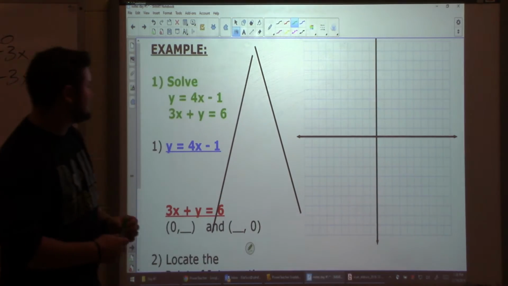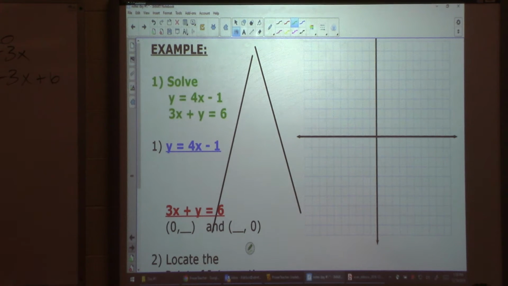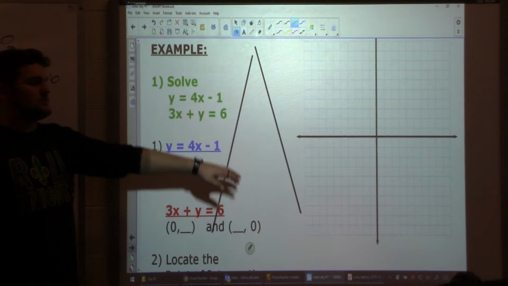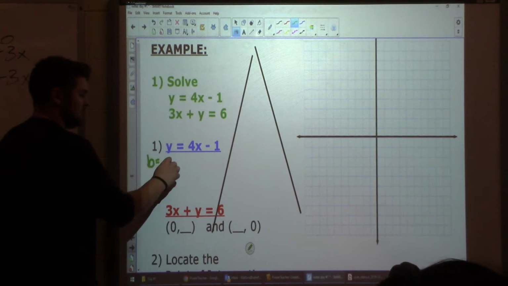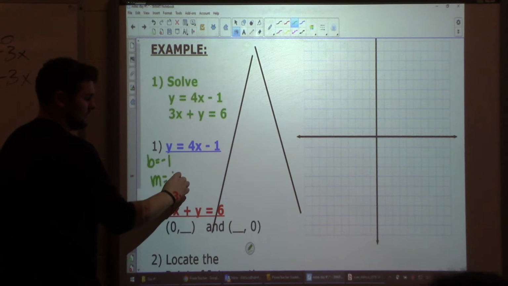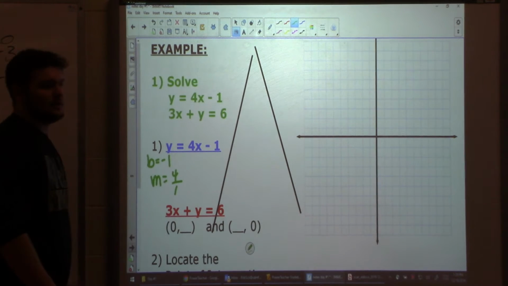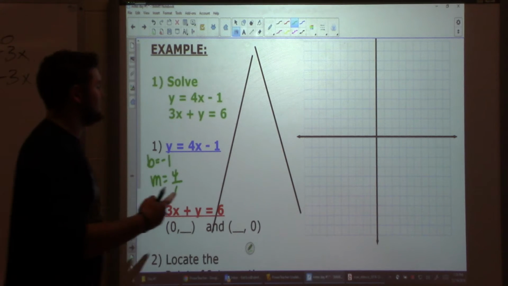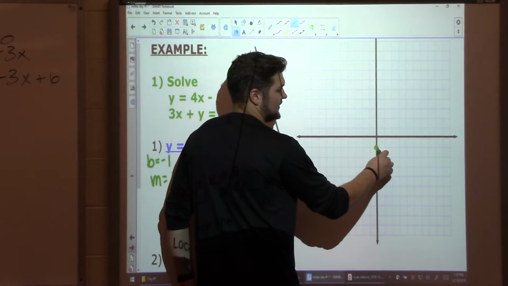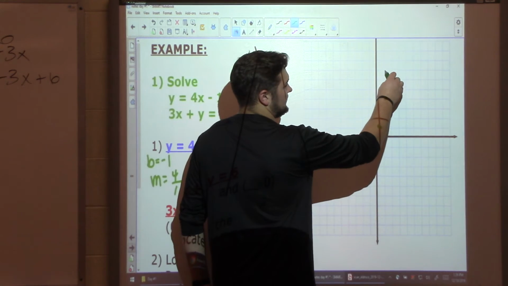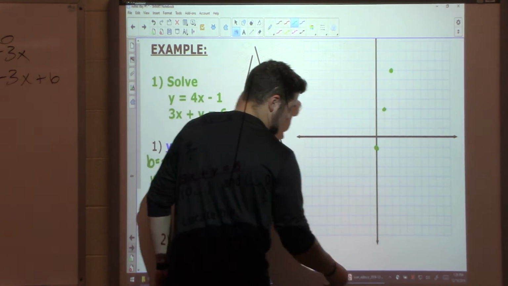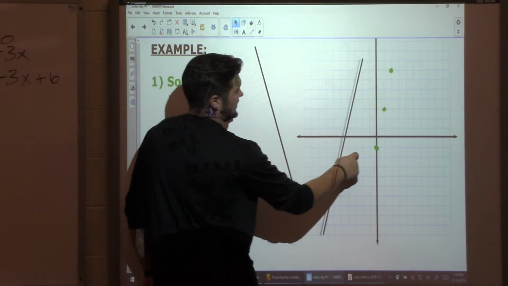So, first one. Our system consists of y equals 4x minus 1 and 3x plus y equals 6. If I want to graph this first equation, y equals 4x minus 1, what's my y-intercept? Negative 1. What's my slope? 4 over 1, not 4x, just 4 over 1. So at negative 1, I'm putting a point. Up 1, 2, 3, 4 over 1. And then I'm going to draw a line through it.